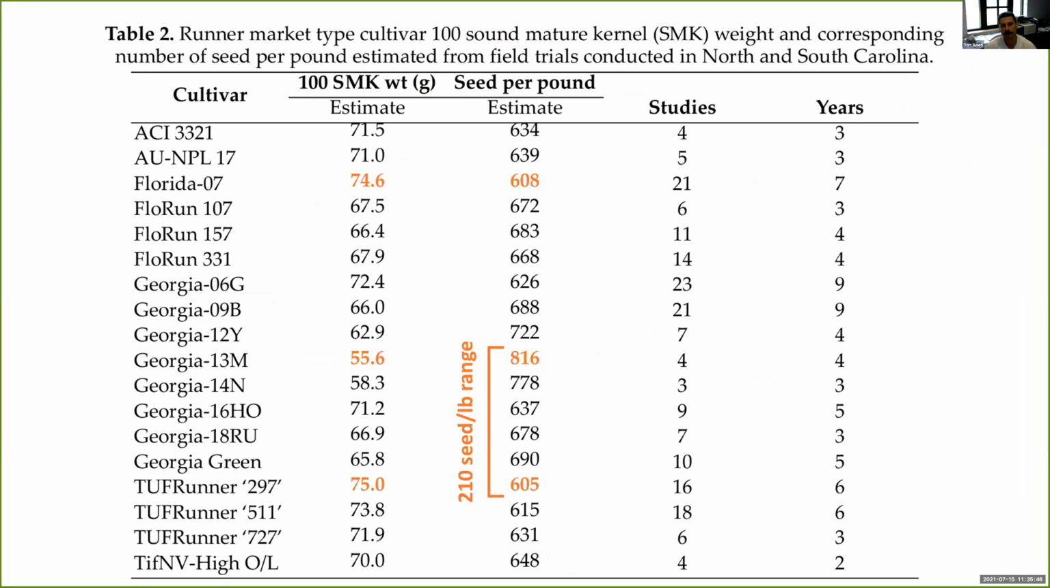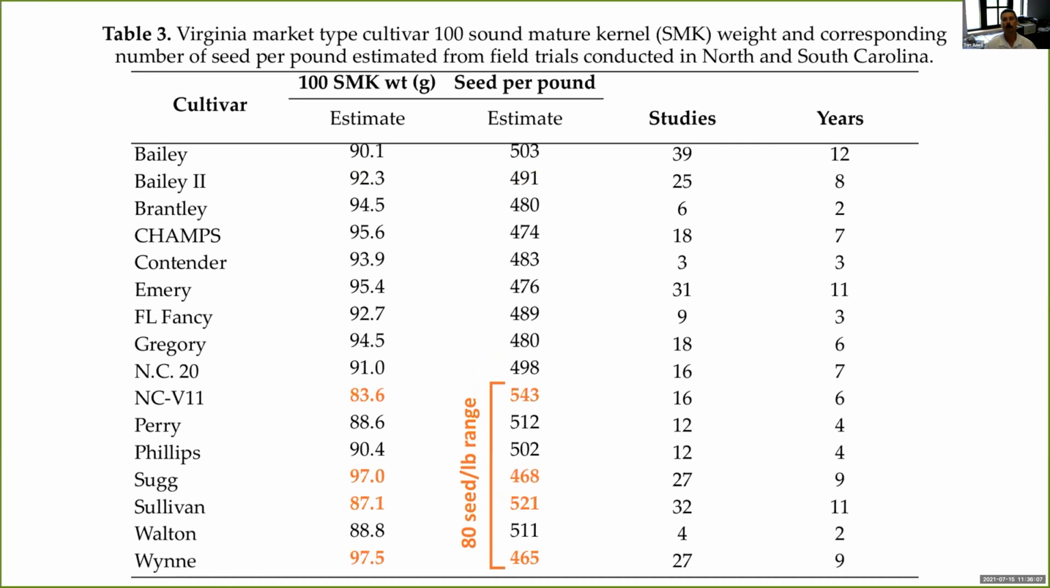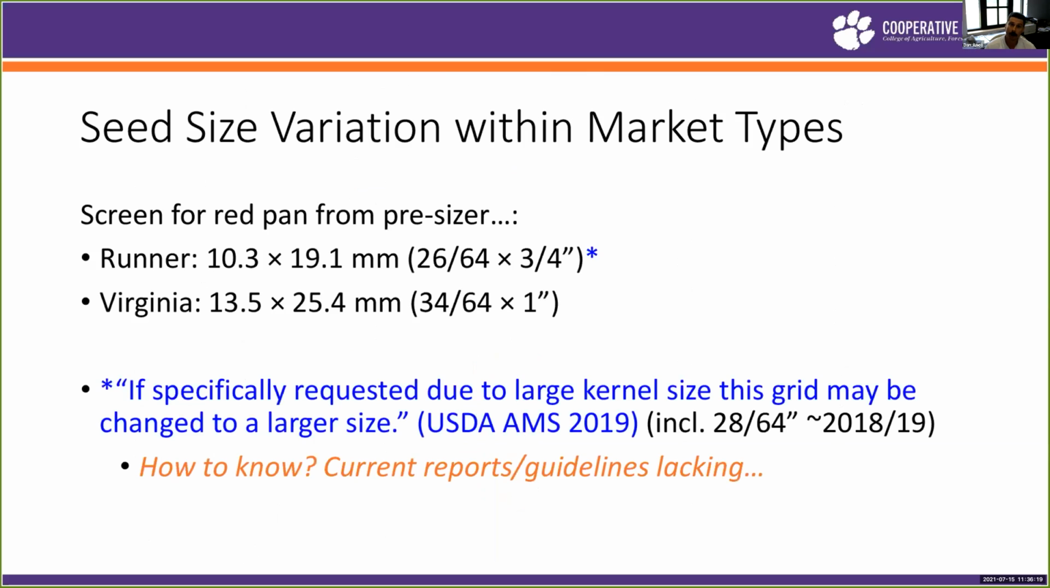And here's a list of several that are common, or at least have been in recent history. We still are seeing a range of about 210 seeds per pound when we compare something like a Georgia 13M, which was approximately the same size as what we saw for Early Runner, in comparison with larger cultivars such as Tough Runner 297. For Virginia market types, we still see a range in kernel size, albeit it is not as large as that which we see for the runners. Here, seeing about an 80 seed per pound range in kernel size.